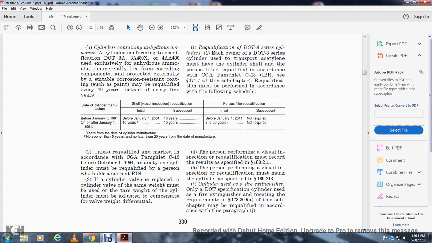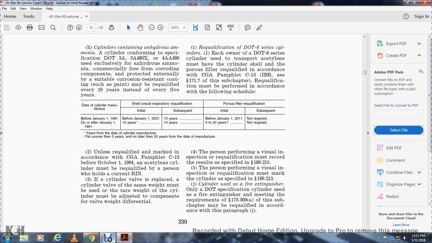If a cylinder valve is replaced with a valve of a different weight, the tare weight of the cylinder must be adjusted to compensate for the valve weight differential. The person performing the visual inspection requalification must record the results as specified in 182.15, and must mark the cylinder as specified in 182.13.